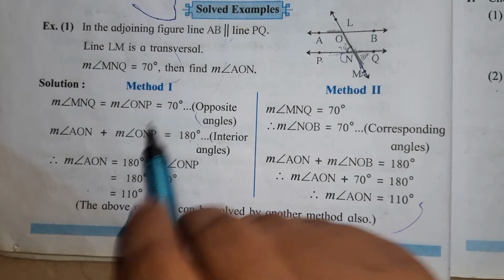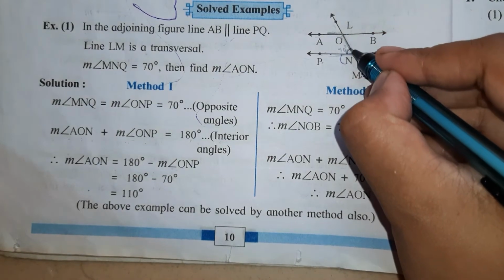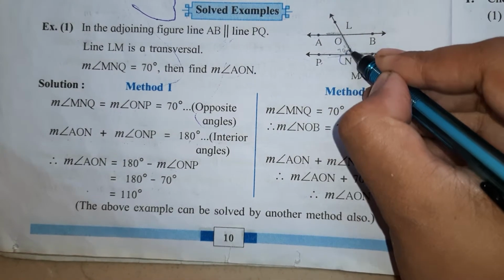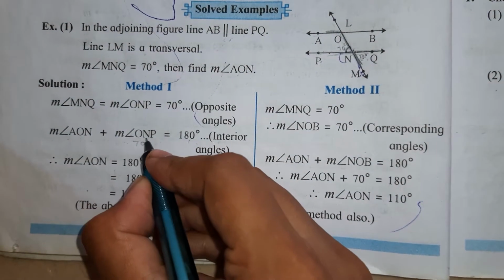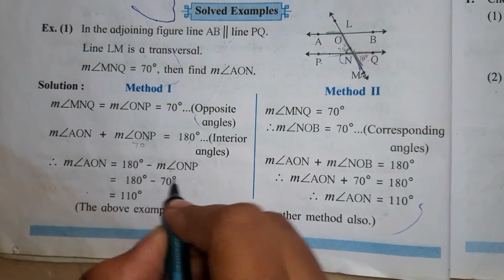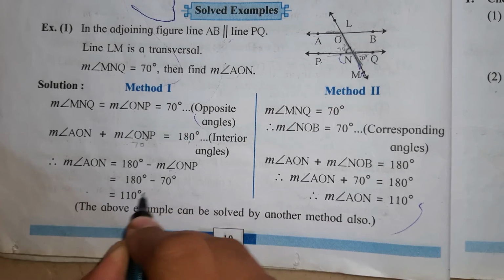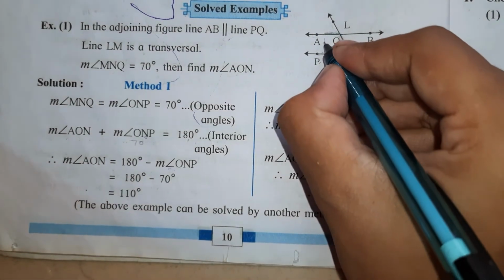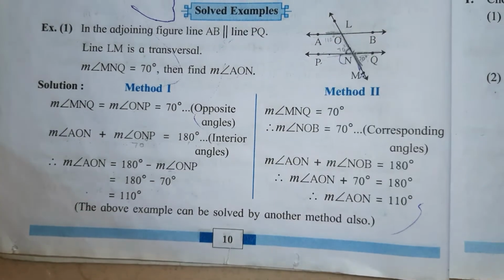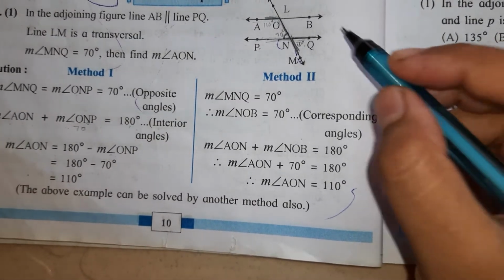Now ONP, how much? 70 degree. So this is 70 degree. So 180 minus ONP means 180 minus 70. How much is AON? 110 degree. This is 110 degree. Now one more method they have given.